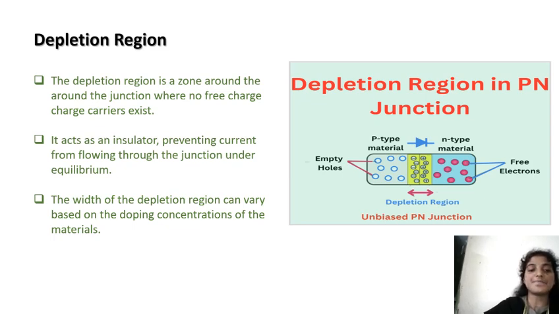Depletion region. The depletion region is a zone around the junction where no free charge carriers exist. It acts as an insulator, preventing current from flowing through the junction under equilibrium. The width of the depletion region can vary based on the doping concentrations of the material. Here the diagram shows depletion region in PN junction diode. Here, P-type material and N-type material, between them we have the depletion region.